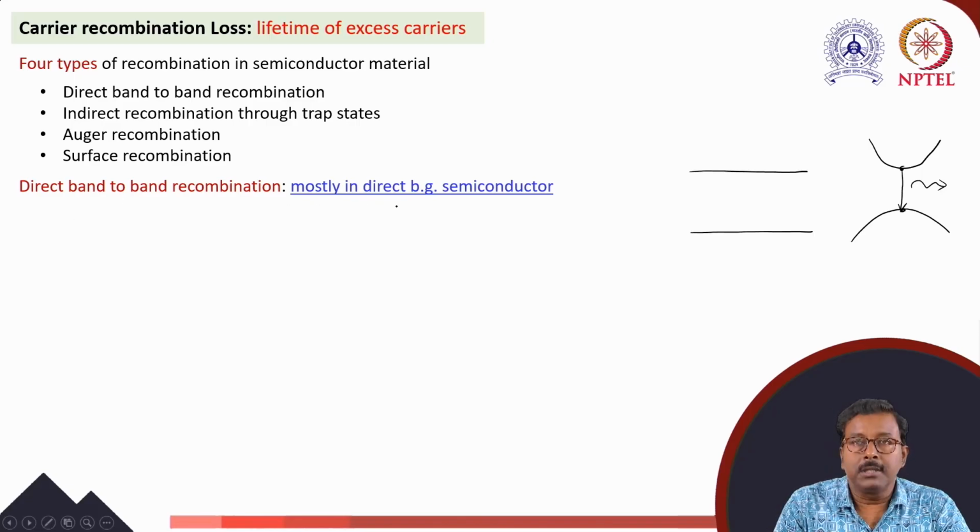This band-to-band recombination is not very important for solar cells, because in case of solar cells we widely use indirect band gap semiconductors, say silicon. If we also use a direct band gap semiconductor, then also this will not be considered as a part of loss.